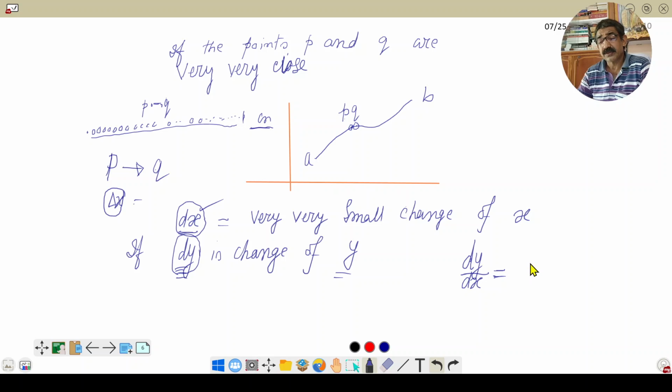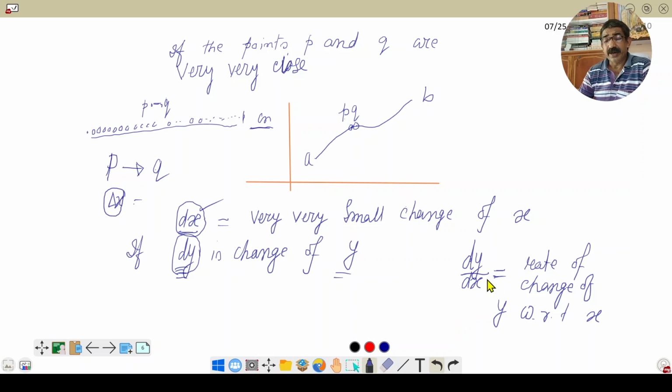Then that quantity, dy by dx, is known as the rate of change of y with respect to x. And dy/dx is equal to the slope of the graph at that particular point, also written as d/dx of y. It is equal to tan theta.